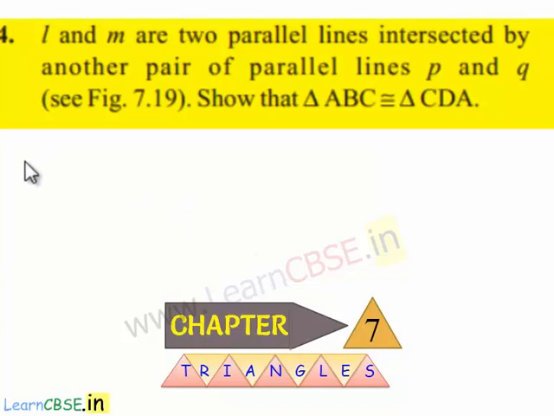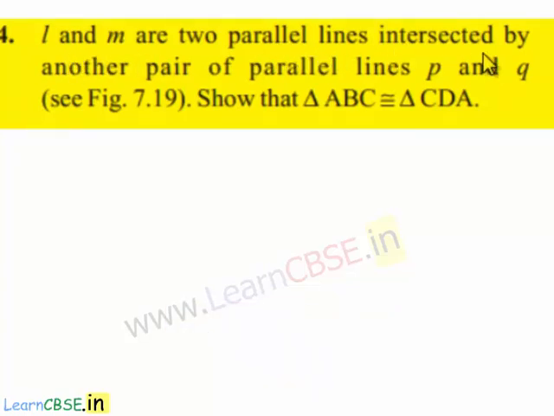Moving on to fourth question. L and M are two parallel lines intersected by another pair of parallel lines P and Q. Show that triangle ABC is congruent to triangle CDA.